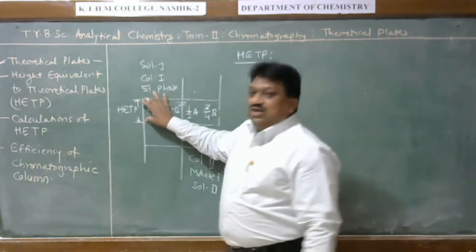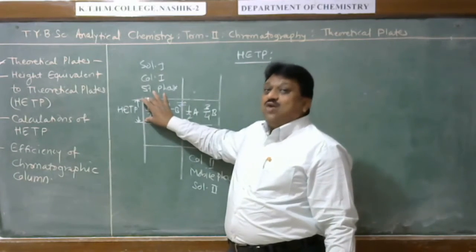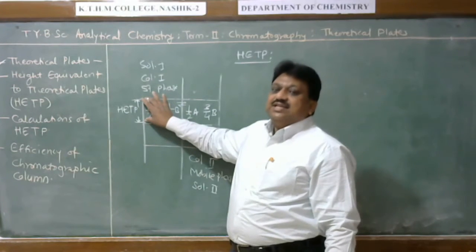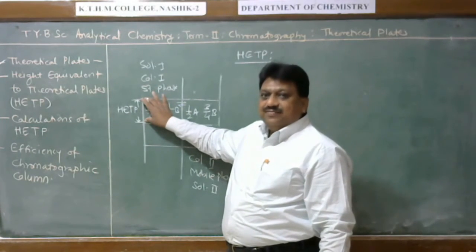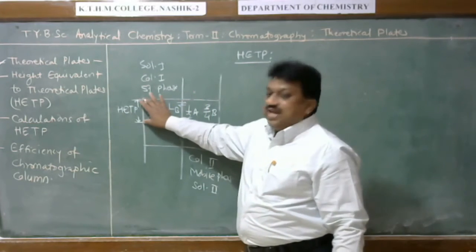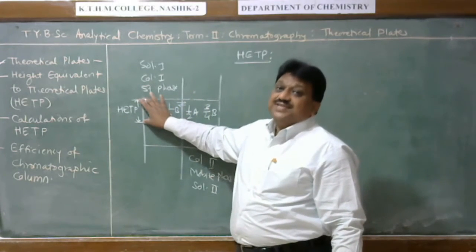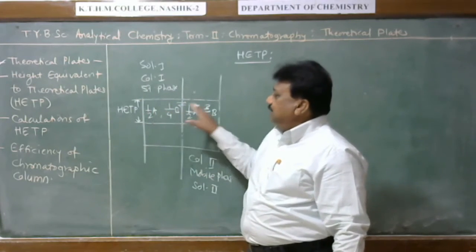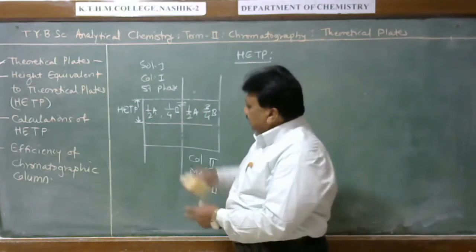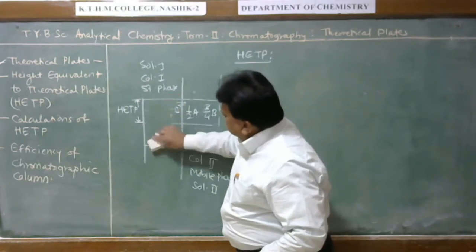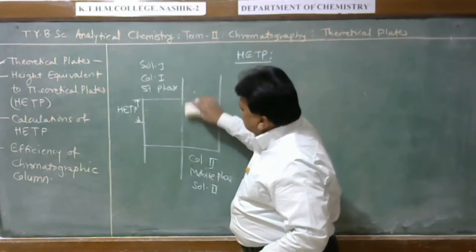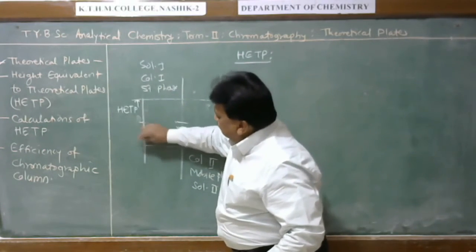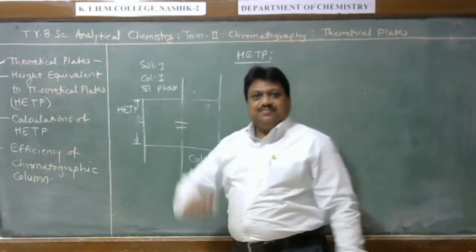Therefore, height equivalent to theoretical plate is the height of the theoretical plate on which the single distribution equilibrium takes place. In this case, this is the HTP. This is the height of a single theoretical plate. If the solubility of A and B is less in this stationary phase, sometimes this much area will be utilized by the sample component. At that time, the height of HTP is getting increased up to this.